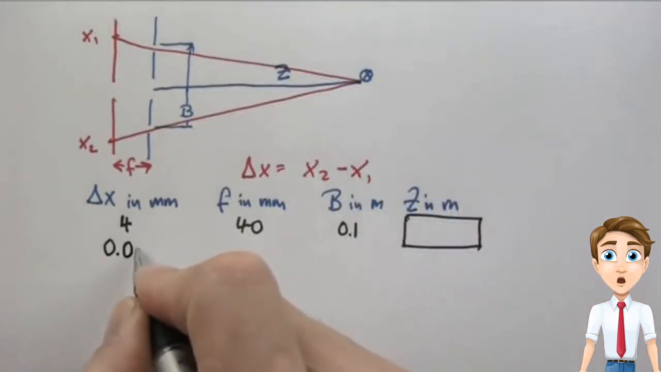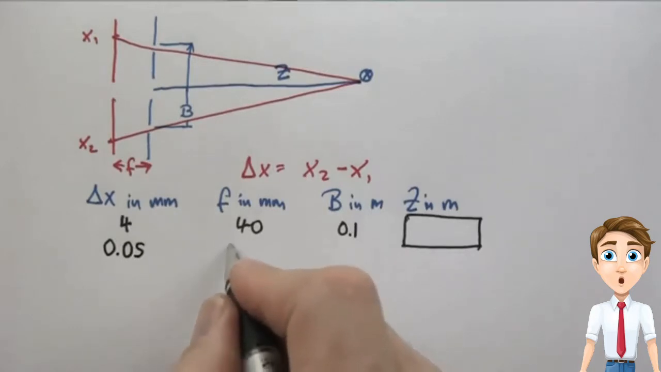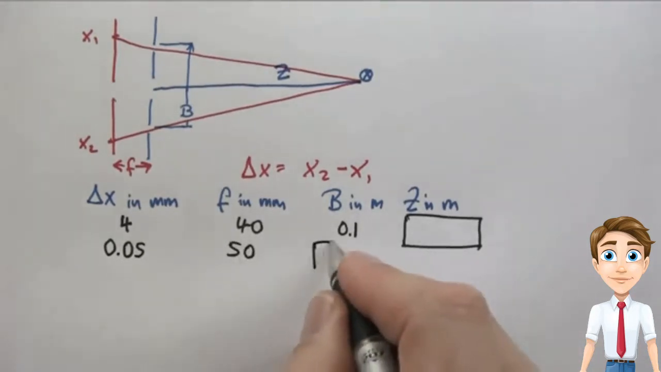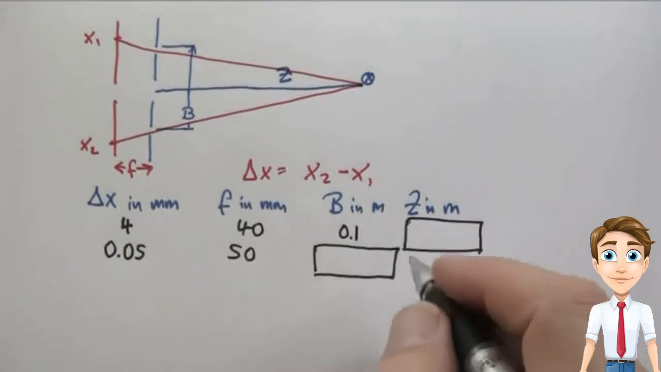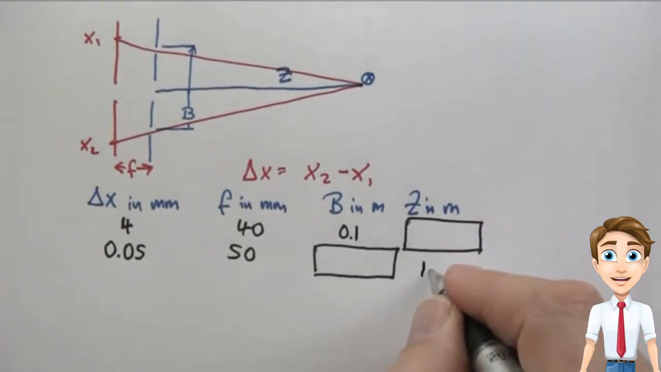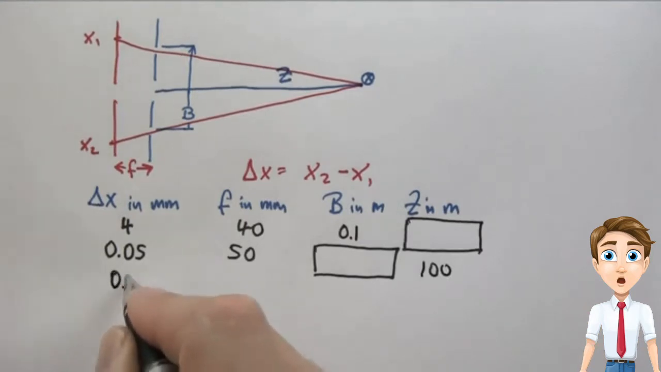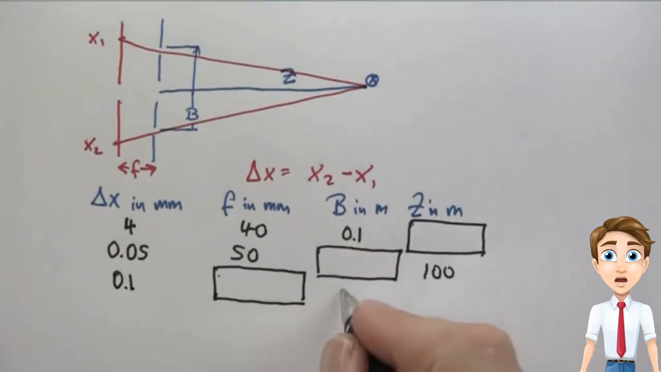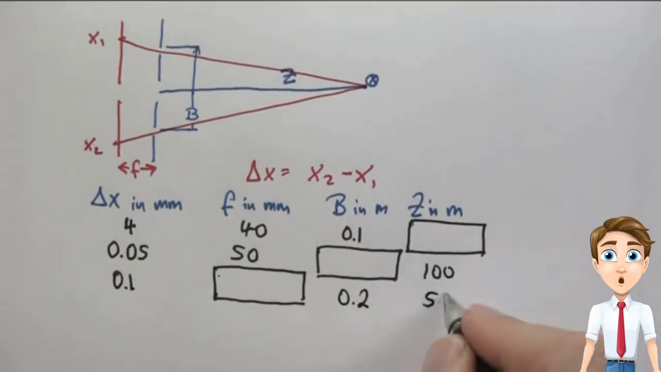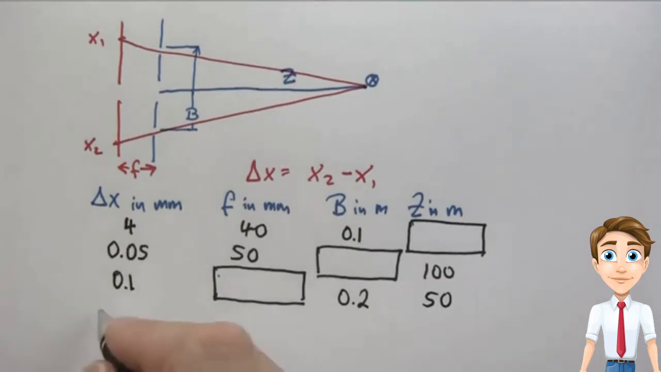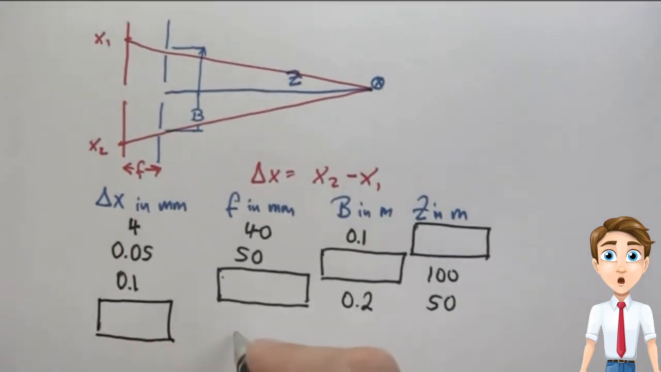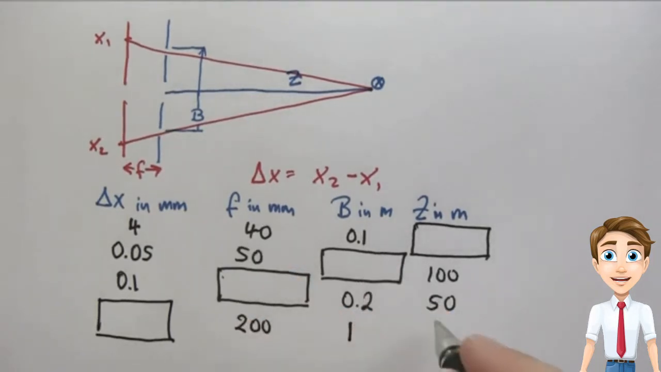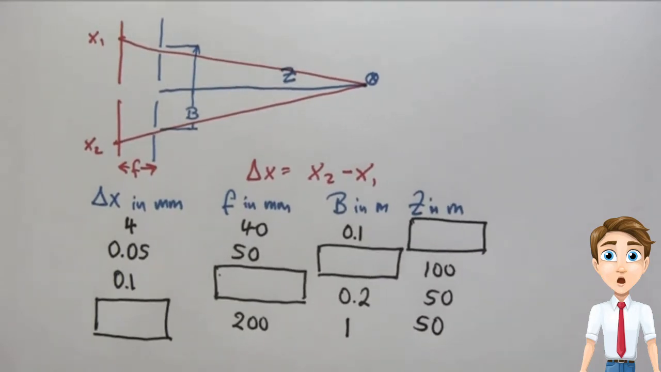Suppose we have a displacement of 0.05 millimeters for a focal length of 50. We now care about the baseline B, if we happen to know the object is 100 meters away. Next, we have a displacement of 0.1 millimeters. We don't know our focal length. We know that the baseline is 0.2 meters and the object is 50 meters away. And finally, we don't know the displacement, but we do know that the focal length is 200 millimeters. We have a baseline of 1 meter and the object is 50 meters away. Can you fill in the missing numbers?